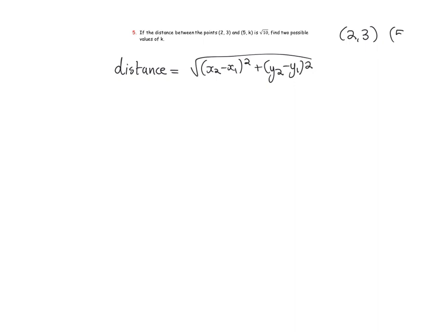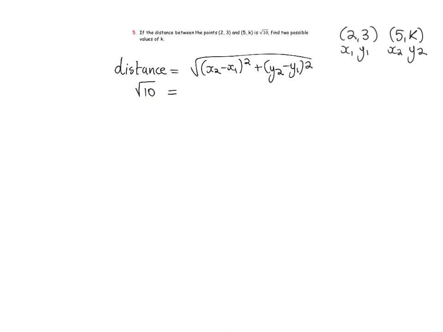So we have 2 points. The distance is going to be equal to the square root of (x2 minus x1) squared plus (y2 minus y1) squared. So we have the 2 points, which are (2, 3) and (5, k). I'm going to label those now. So we have x1 and y1 and x2 and y2. For this, it tells us that the distance is square root 10, so I'm going to fill that in for the distance.